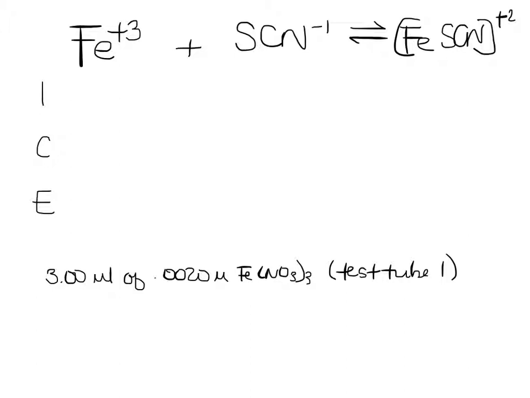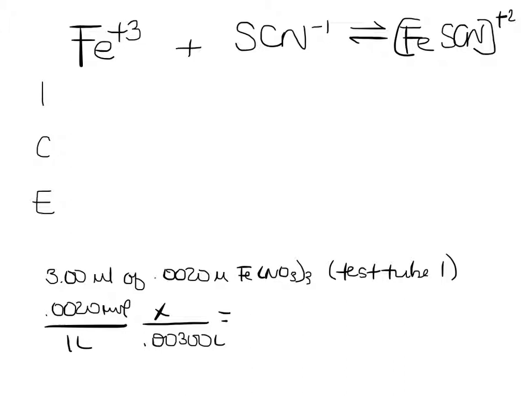So I had 3 milliliters of 0.002 molar iron nitrate. So to calculate the initial concentration, I had 0.0020 moles in every 1 liter. I didn't have a liter. I had 0.00300 liters. How many moles was that? If you calculate that out, it's going to be 6.00 times 10 to the negative 6th.